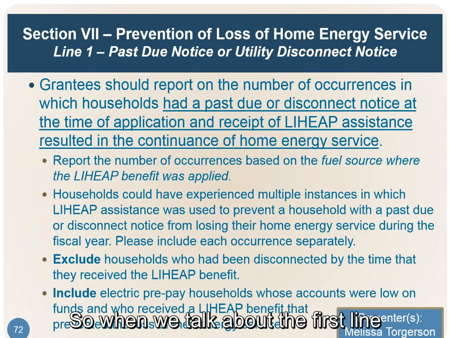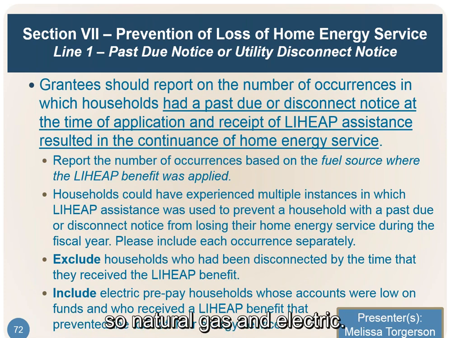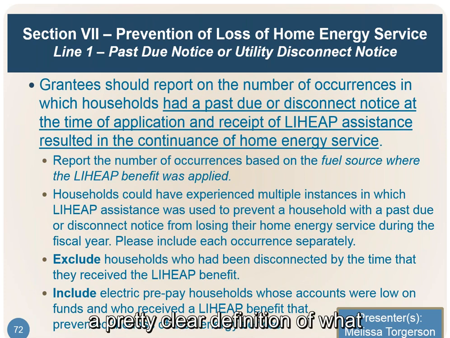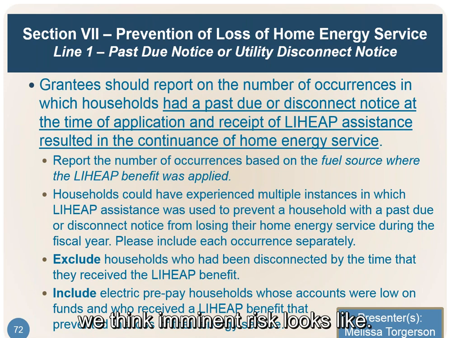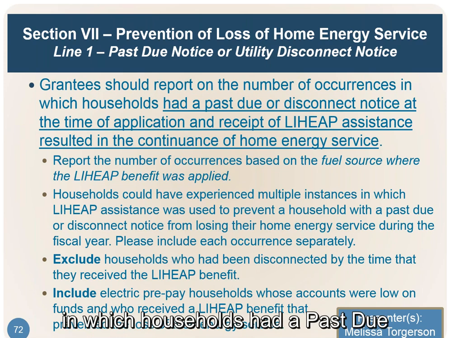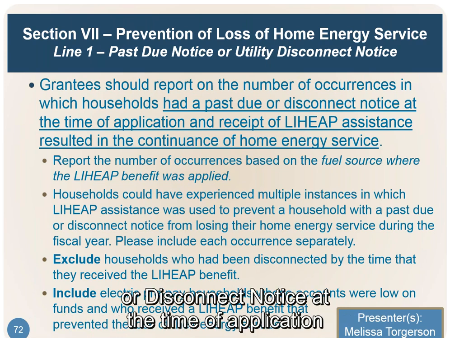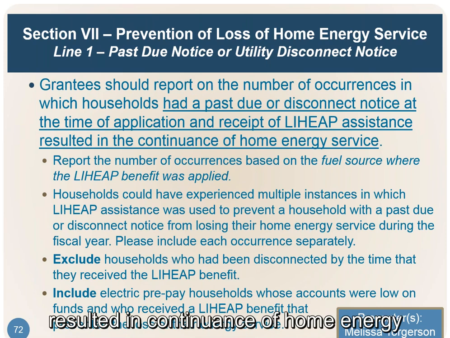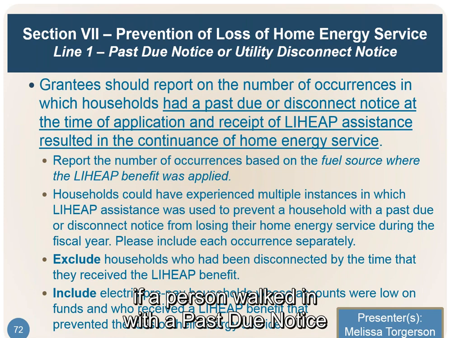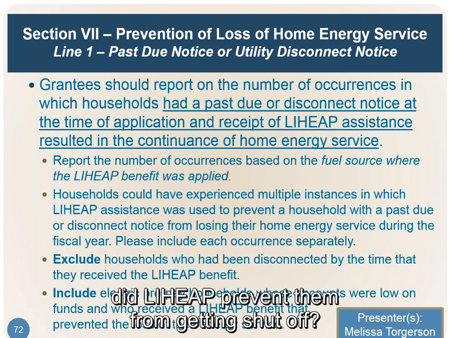So when we talk about the first line, we're looking at utilities, so natural gas and electric. And for this, we do give you a pretty clear definition of what we think imminent risk looks like. So we're talking about the number of households or the number of occurrences in which households that had a past due or disconnect notice at the time of application and receipt of LIHEAP assistance resulted in continuance of home energy. That's a long way of saying, if a person walked in with a past due notice or a shutoff notice, did LIHEAP prevent them from getting shut off?